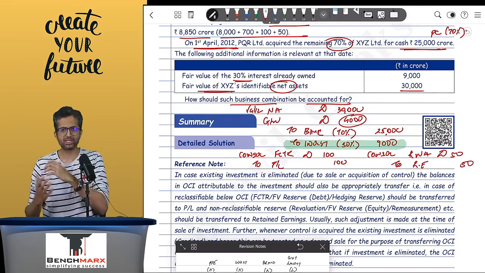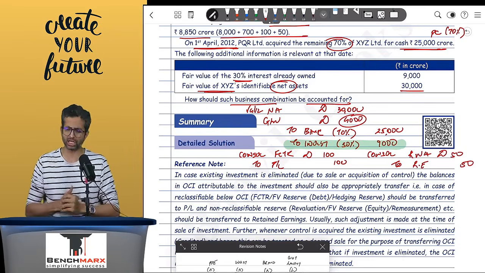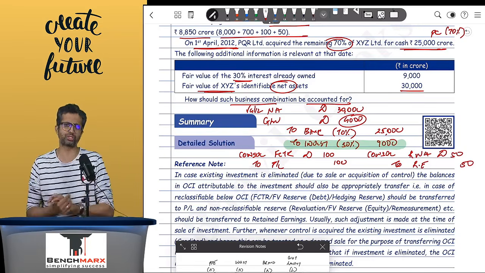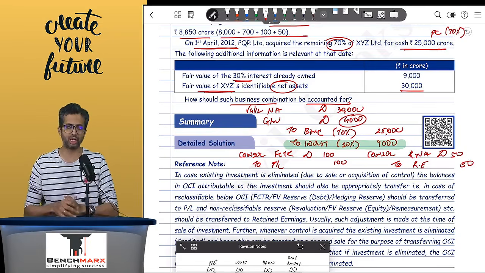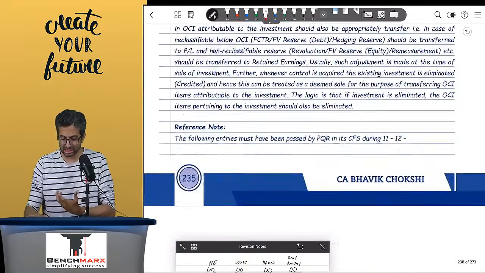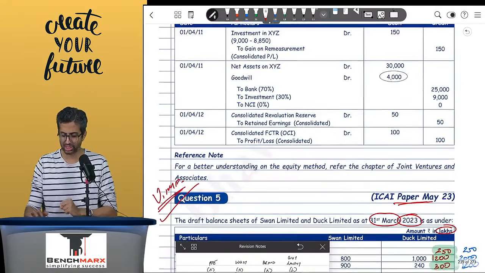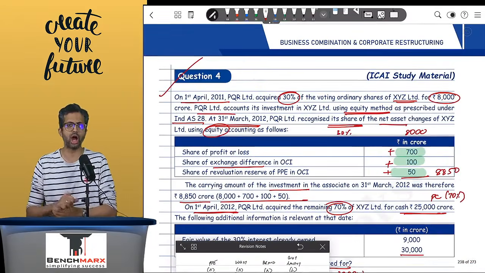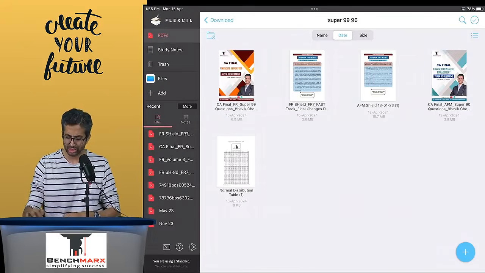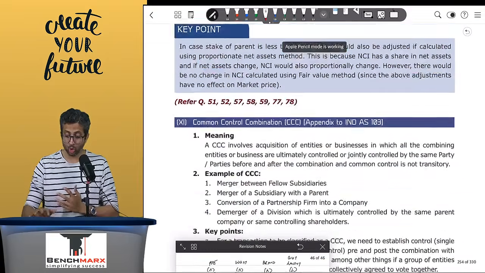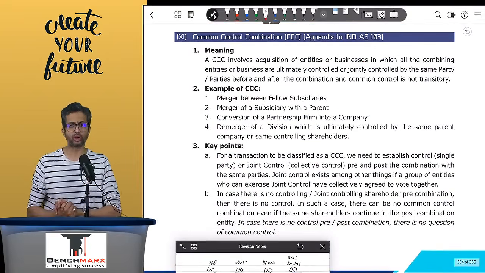So their institute has combined all of these 4 and passed as a single entry. You can also do that, or preferably pass 4 separate entries, which will give you the same ultimate effect. So that is another interesting question. We have just discussed that over here, and it's also part of a RTP May 24 question. So this kind of takes care of the core business combination part of the chapter.